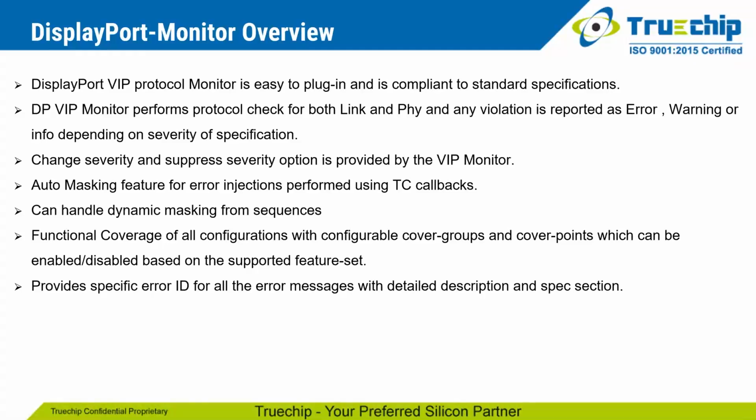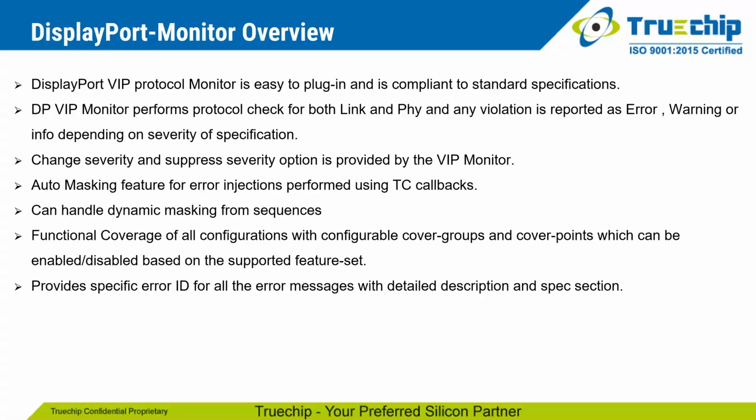DisplayPort Monitor Overview. DisplayPort VIP Protocol Monitor is easy to plug in and is compliant to standard specifications. DP VIP Monitor performs protocol checks for both link and file, and any violation is reported as error, warning, or info depending on severity of specification. Change severity and suppress severity option is provided by the VIP monitor. Auto masking feature for error injection performed using PC callbacks. Can handle dynamic masking from sequence.